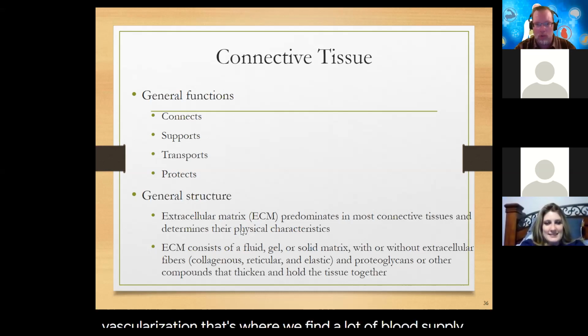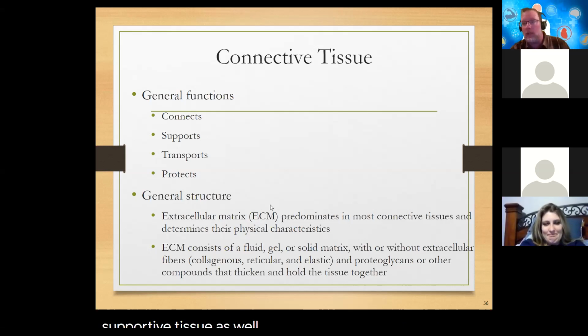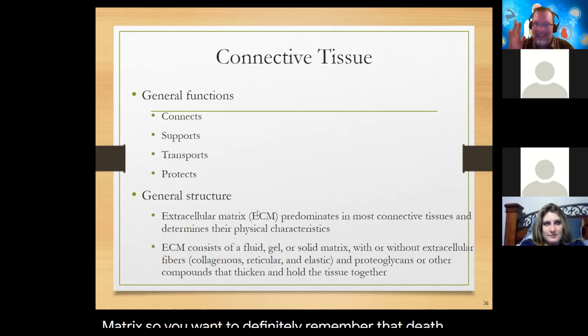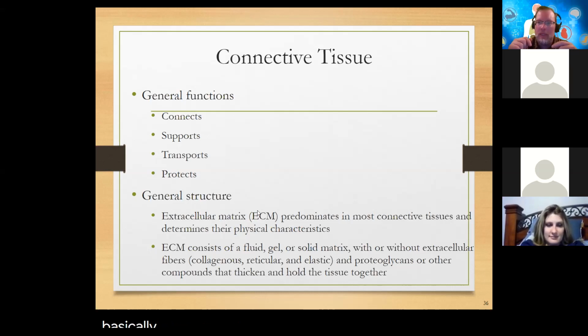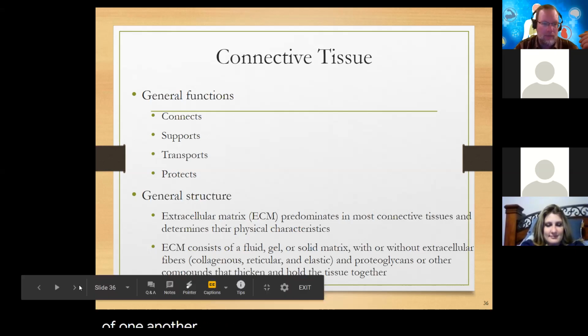So it is a supportive tissue as well as having a ton of extracellular matrix. So you want to definitely remember that. Basically, a basic definition of connective tissue is cells in a matrix. Doesn't get any easier than that. Cells in a matrix. Epithelial, remember, it's just cells kind of compacted and piled on top of one another. So connective tissue, cells in a matrix. That's the most prevalent aspect of connective tissue.